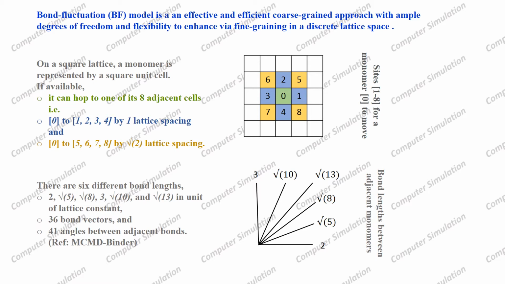On a square lattice, a monomer is represented by a square unit cell. If available, it can hop to one of its 8 adjacent sites, i.e., (0, ±1), (±1, 0), (±1, ±1), by 1 and square root of 2 lattice spacing. There are 6 different bond lengths, 2, square root of 5, square root of 8, 3, square root of 10, and square root of 13, in units of the lattice constant. 36 bond vectors and 41 angles between adjacent bonds.